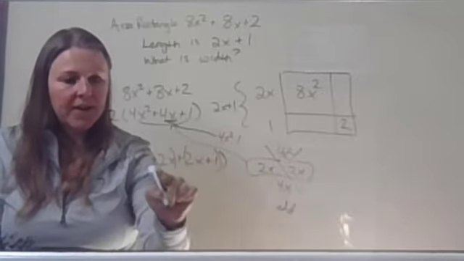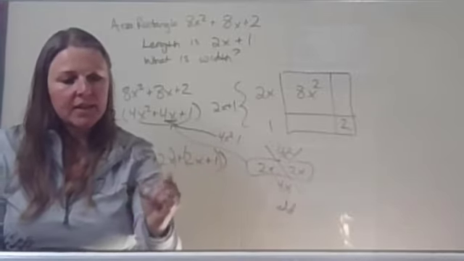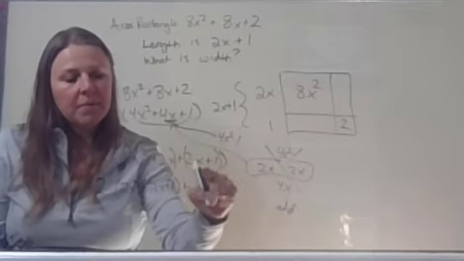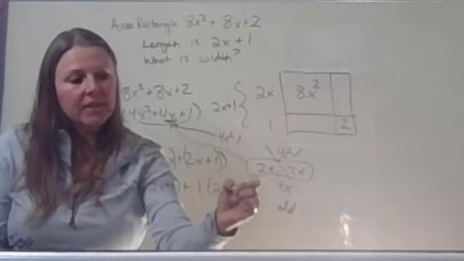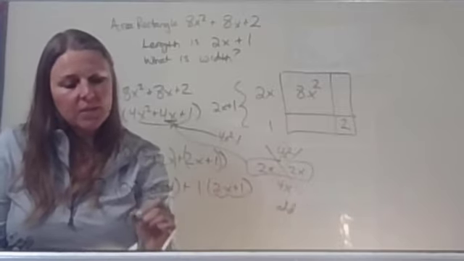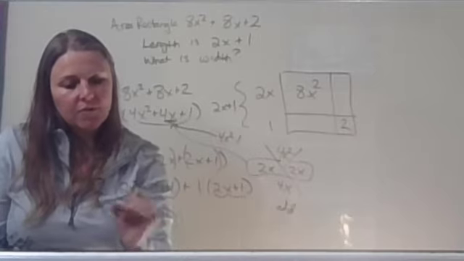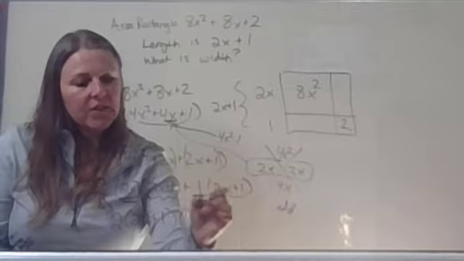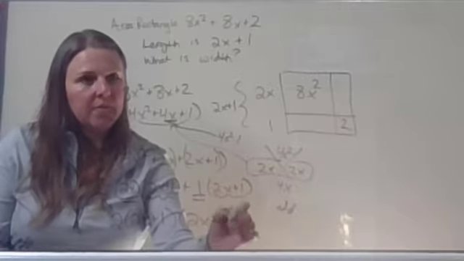So the greatest common factor here is 2x. And you're left over with 2x plus 1. And the greatest common factor here again is 1. There's nothing that you need to take out. So the 2x plus 1 is one of the factors. Don't forget the 2 that we took out earlier. And then you're left with this 2x plus 1.